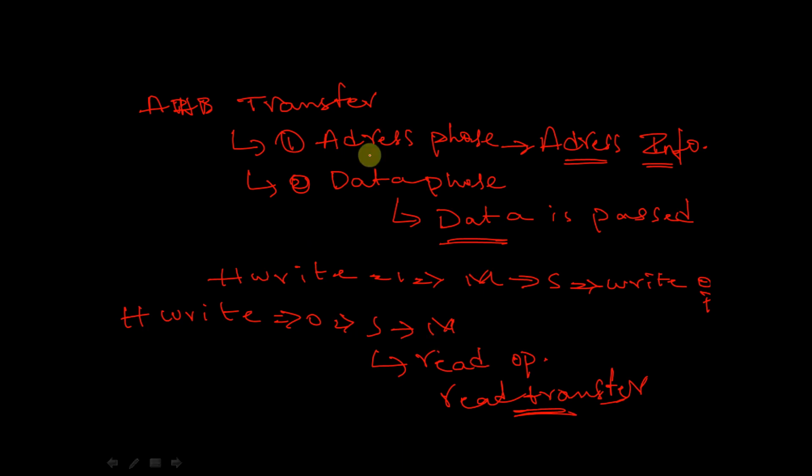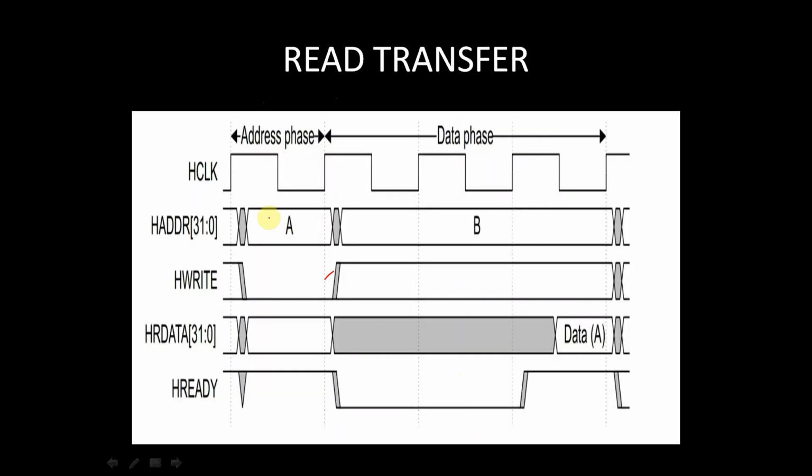So the transfer is divided into two types. First one is the address phase, where the address information is passed, and the data phase, where the data is passed. The direction of data is decided by the HWRITE signal. When HWRITE is equal to 1, the data is transferred from master to slave, and it is called a write operation. When HWRITE is equal to 0, the data is transferred from slave to master, and it is called a read operation or read transfer.